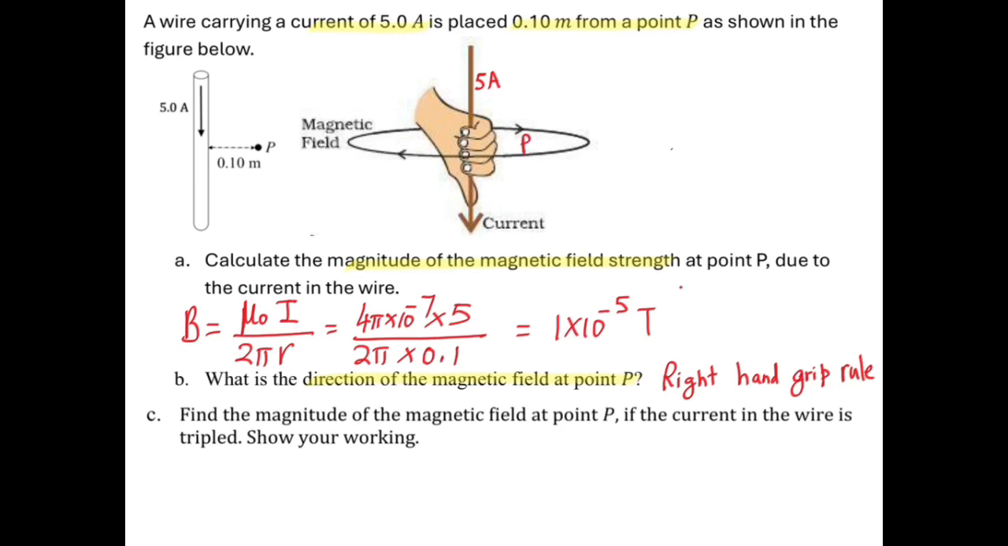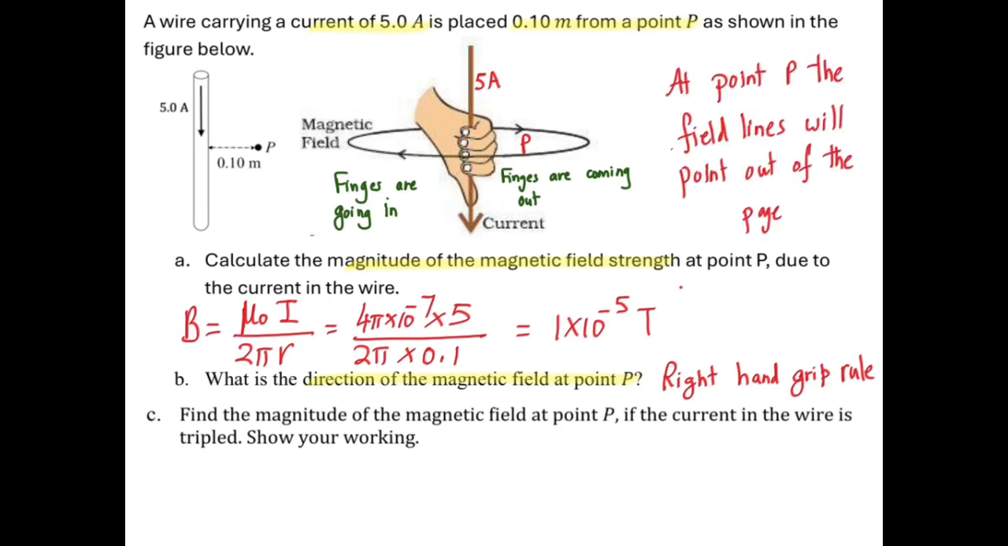Now we can see that point P is on the right side of the wire, and on the right side the fingers are coming out of the page, whereas on the left side the fingers are going into the page. According to how your fingers are at a given point, that will decide the direction of magnetic field. So at point P, your fingers are going to come out of the page. That means the field lines will point out of the page. The magnetic field is out of the page.